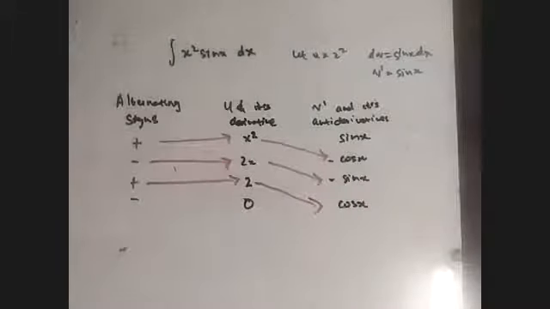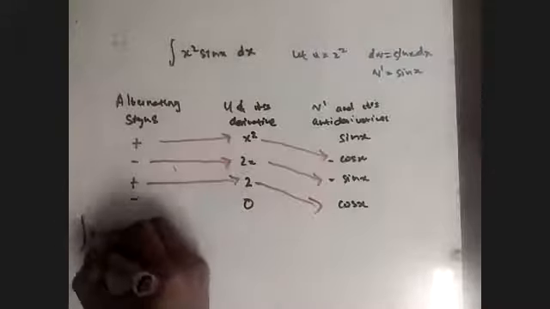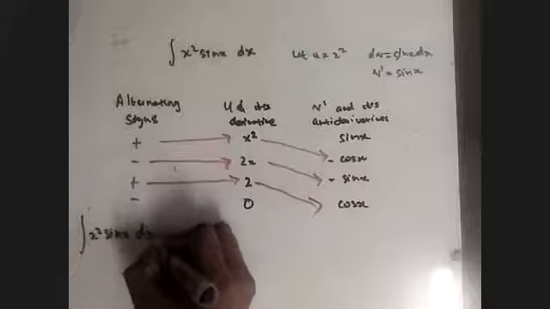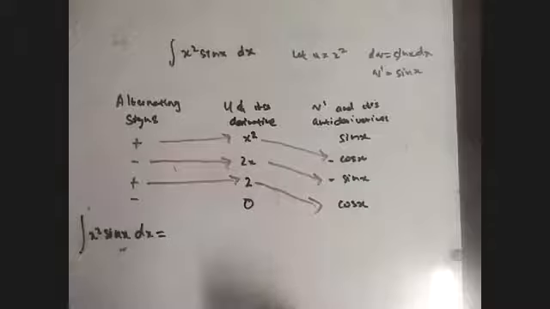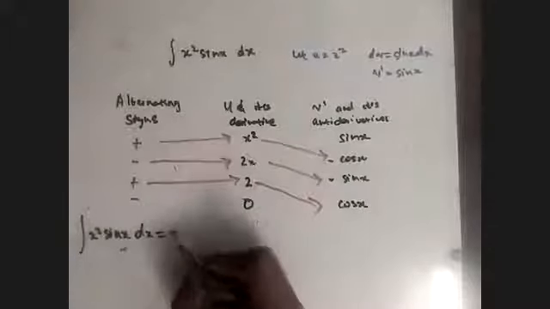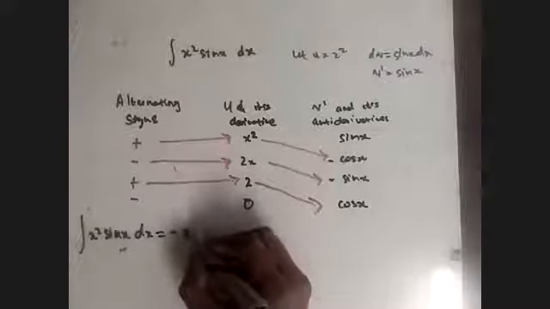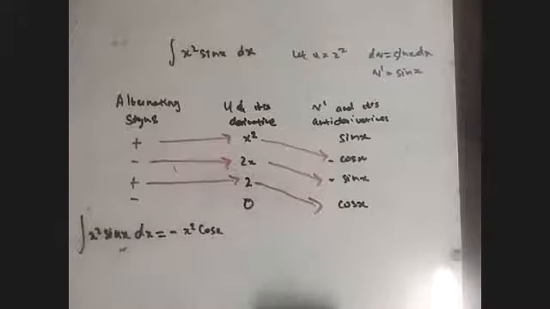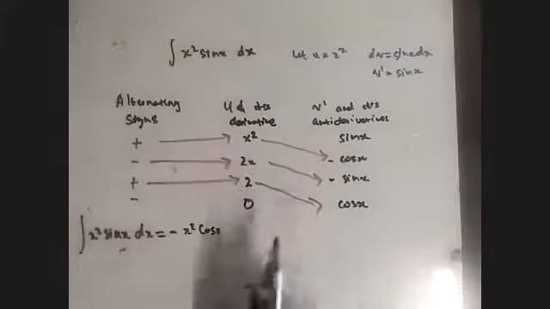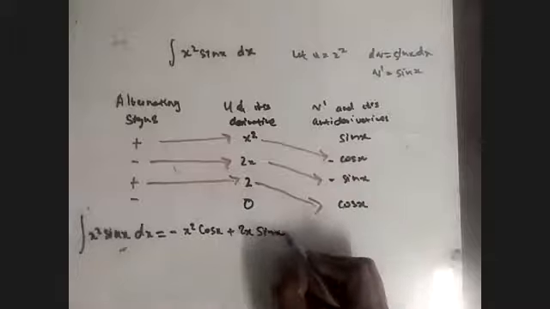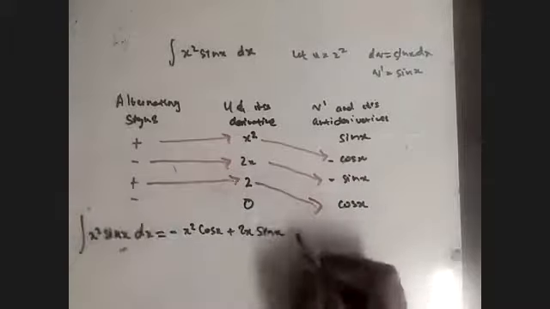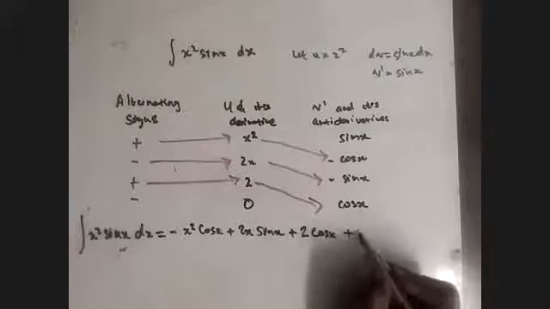So this means that our solution for the integral of x squared sine x dx becomes: this times this, times this. So this becomes negative x squared cos x, then this times that becomes a positive 2x sine x, and then this times that becomes positive 2 cos x plus c.